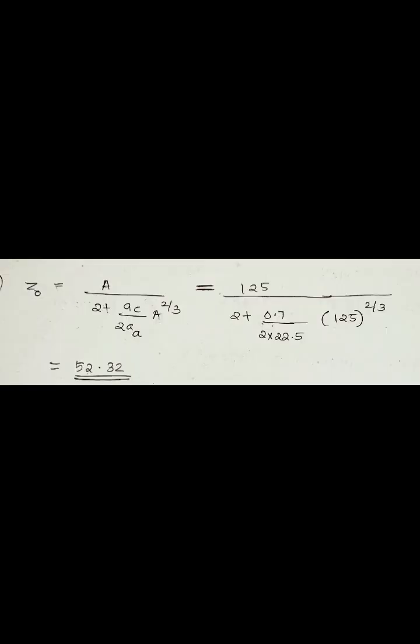Here also it is asking about the Z value for the most stable nucleus. That is, Z0 = (A/2) / (1 + (a_C/(2a_asym))A^(2/3)). This is equal to (125/2) / (1 + (0.7/(2×22.5))·125^(2/3)). So this is equal to 52.32. So we should select the option which has the Z value as 52. So the answer is 52 Te 125.